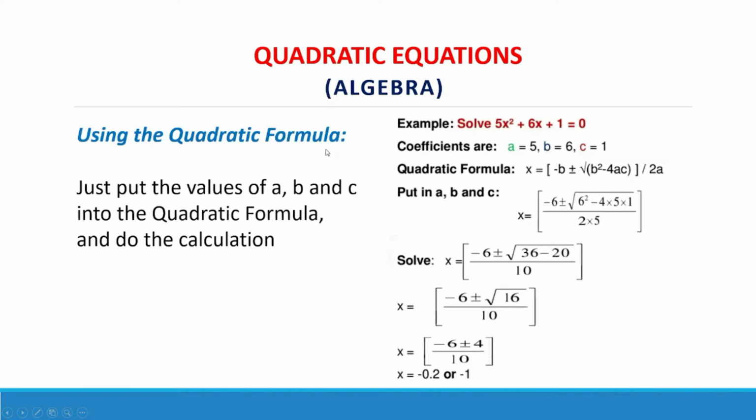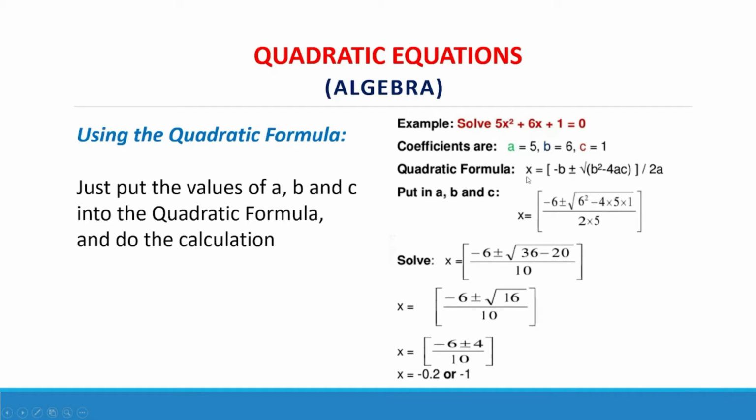Using the quadratic formula, just put the values of a, b, and c into the formula and do the calculation. For example, solve 5x squared plus 6x plus 1 equals 0 and find the coefficients. The coefficients are a equals 5, b equals positive 6, and c equals positive 1.